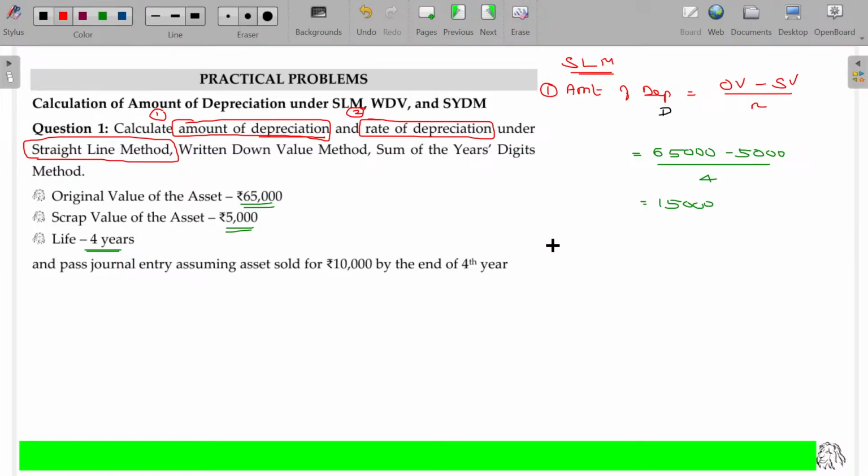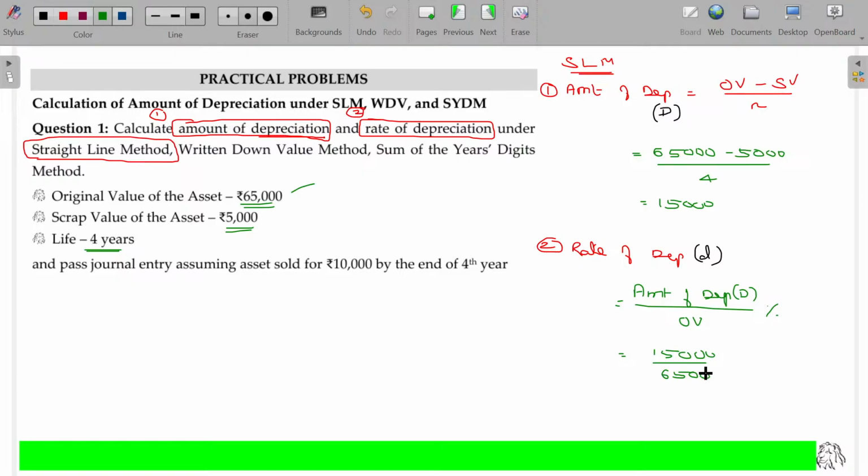The second question is all about the rate of depreciation. Usually I use small d to represent the rate of depreciation, and capital D to represent the amount of depreciation. Under the SLM method, the rate of depreciation is very simple: amount of depreciation, or capital D, divided by the original value of the asset, in percentage. The amount of depreciation is 15,000 and the original value of the asset is 65,000 rupees. Come on, tell me the rate of depreciation here. Make it faster.